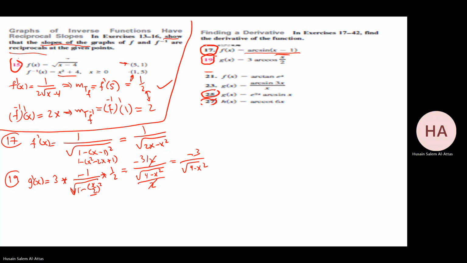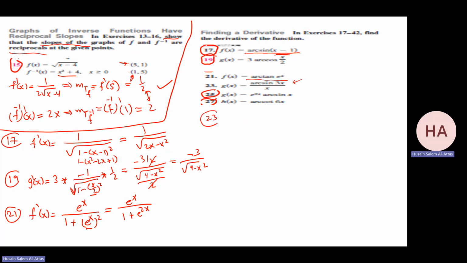21. Arctan of e to the power x. What's the derivative? F prime will be 1 over 1 plus u squared, which is (e to the power x) squared, times derivative of this, which is e to the power x. So it is e to the x over 1 plus e to the 2x. Okay, 23.